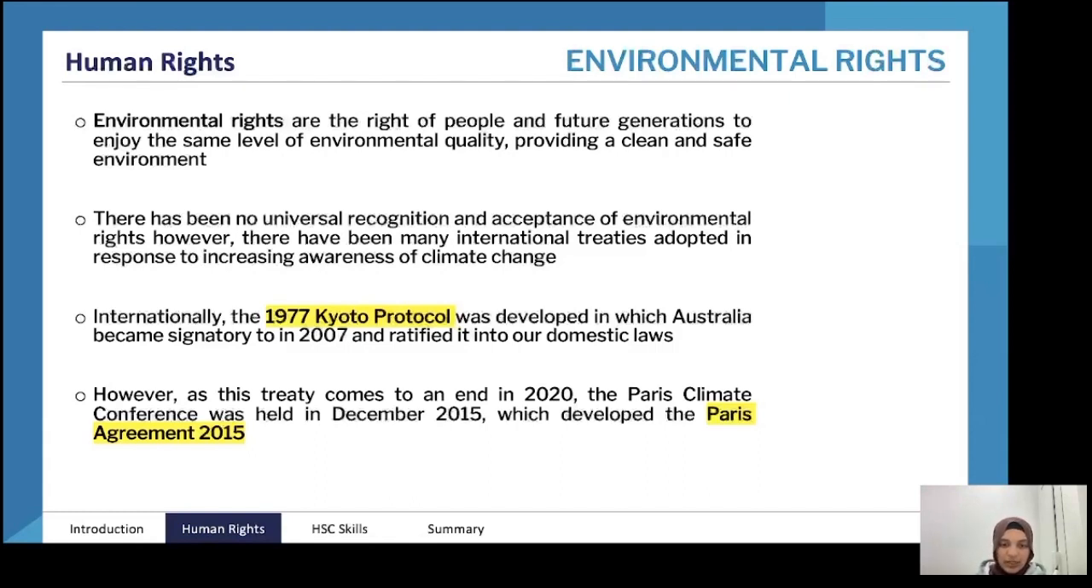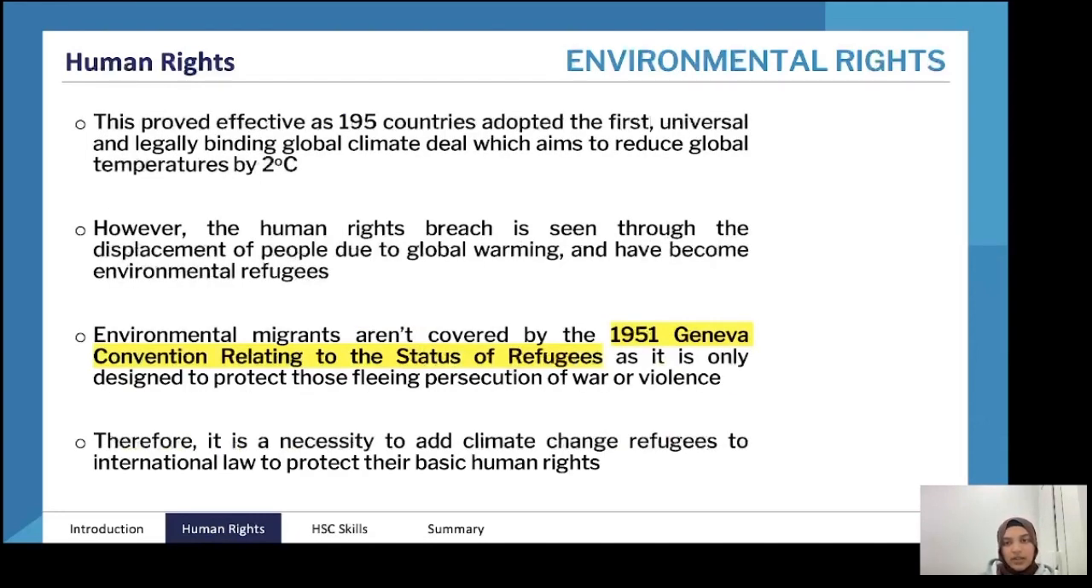However, as this treaty came to an end in 2020, the Paris Climate Agreement was held in 2015 and basically developed the Paris Agreement of 2015. This proved effective as 195 countries adopted the first universal and legally binding global climate deal, which aims to reduce global temperatures by 2 degrees Celsius. That is a big deal because, although it's a small step, it can make a huge difference.